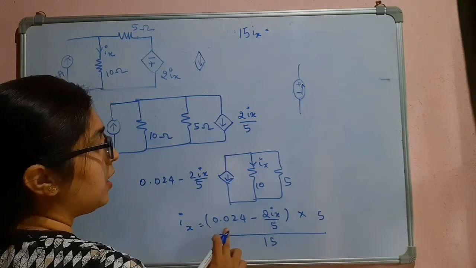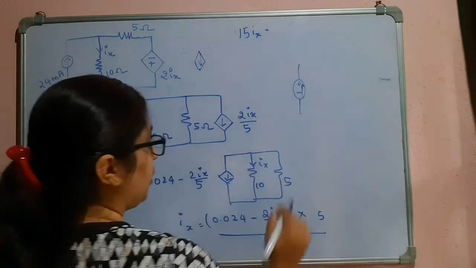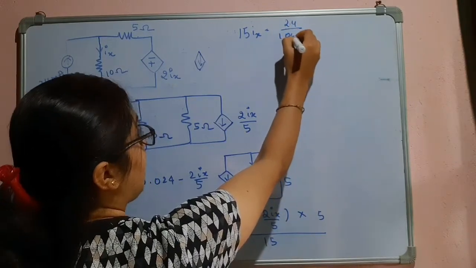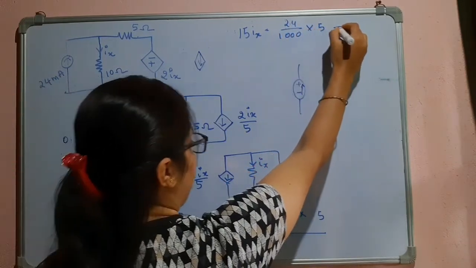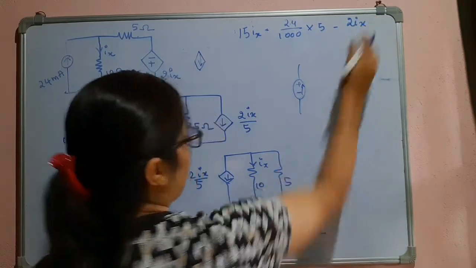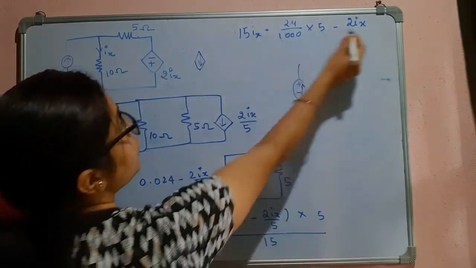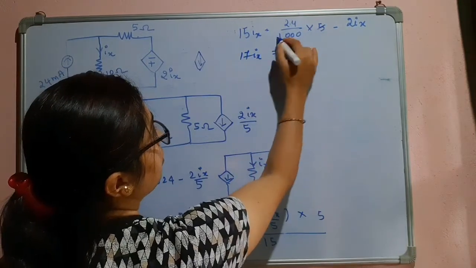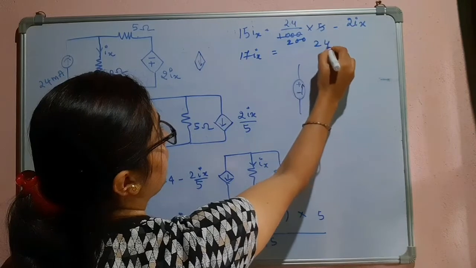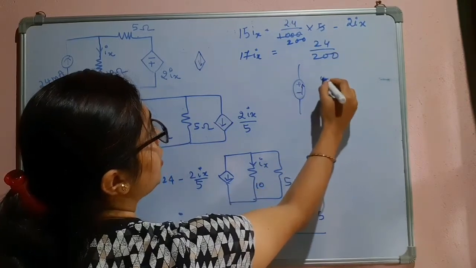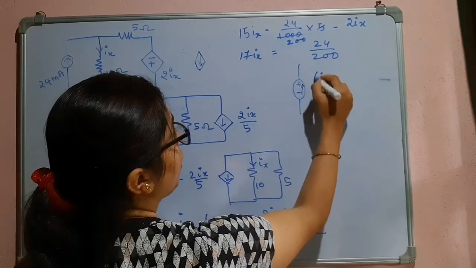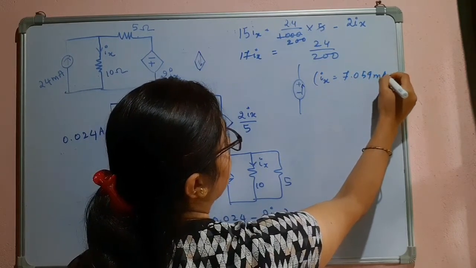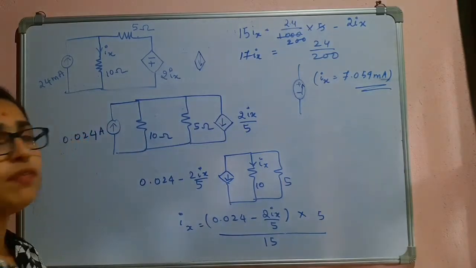So this is 0.024 into 5. We can write this as 24 divided by 1000 into 5 minus 2Ix, because 5 gets cancelled here. So this comes here as 17Ix, which is equal to 24 divided by 200. After simplifying, you are going to get 7.059 milliampere. So this is the value of Ix.